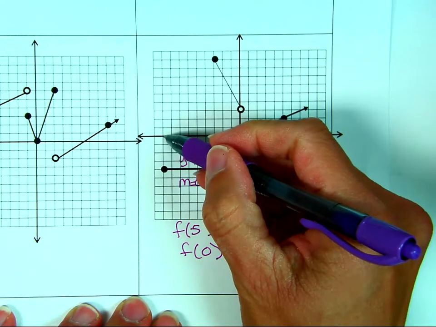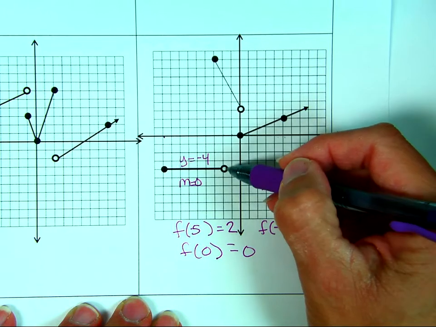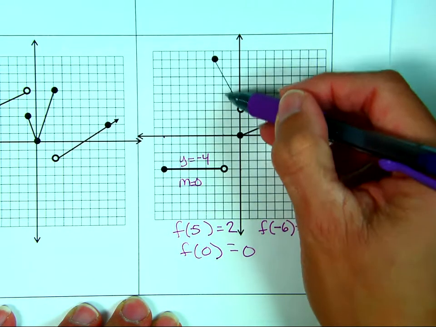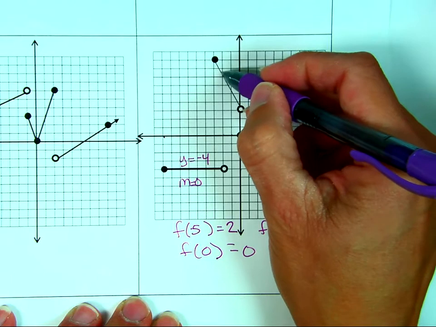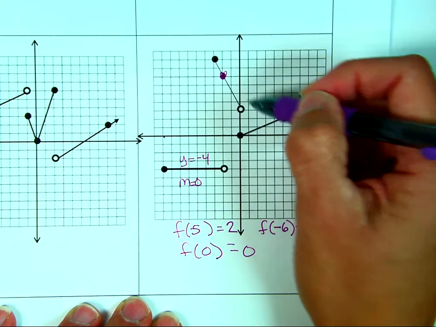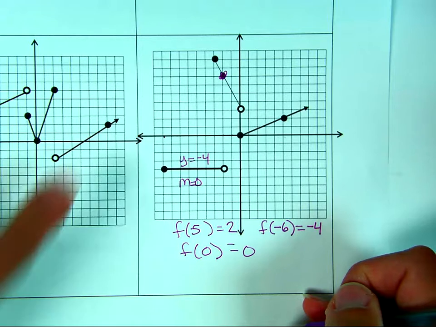If I said, what is f of -9? It's this point right here. If I said, what is f of -2? It's not this one because it's an open circle, so I'd have to go way up here on the graph and find it there. Oh, I think that's a little off. That was supposed to be right there. Oops. Anyway, otherwise it's not a function. That's why that's an oops.